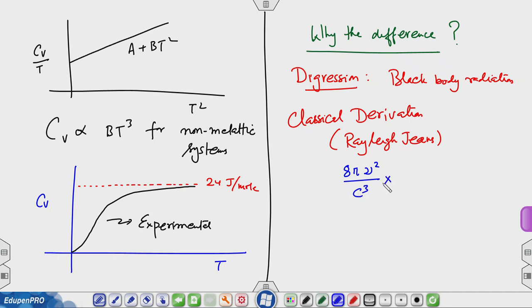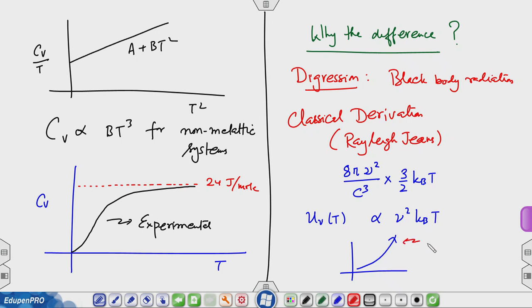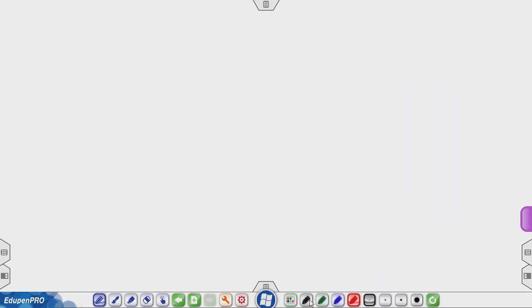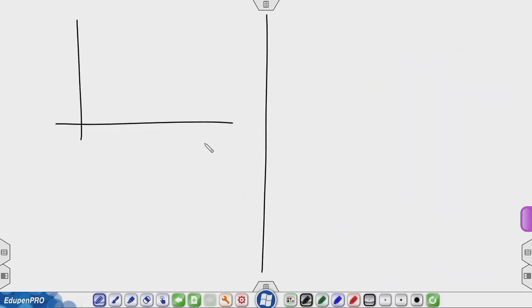And if you calculate classically, the energy per mode is equal to kBT, then u nu T comes out to be proportional to nu square kBT. It just keeps going up, which, if you recall from your earlier courses, is known as the ultraviolet catastrophe. So, with nu it will keep going up. The radiation actually as a function of nu looks something like this. Classical result is something like this. This is Rayleigh-Jeans.